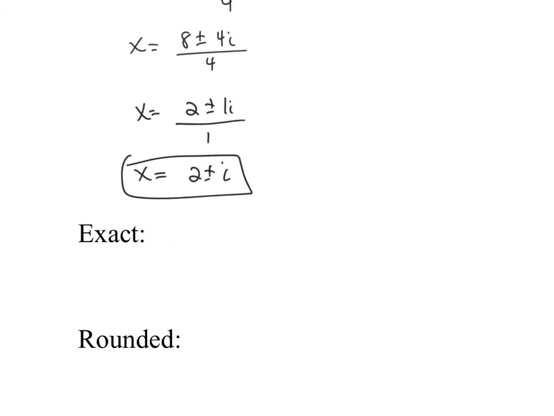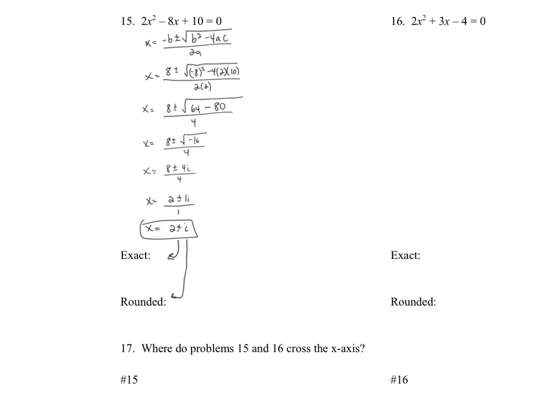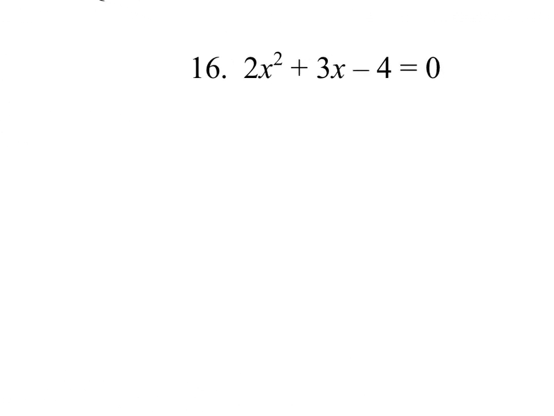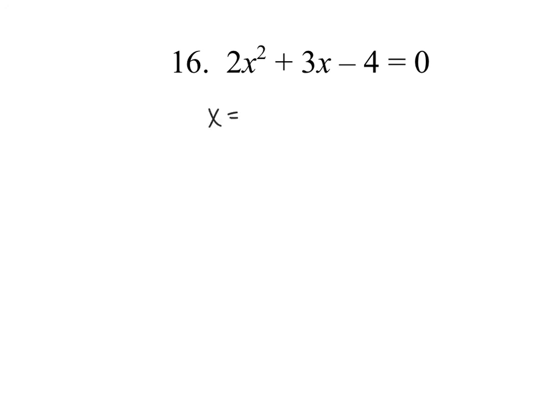So that would be the exact answers for this one. And then there's really no square root, and so that's also the rounded answer. It seems a little weird, but you know how there's normally an XY graphing plane? There's also one that deals with imaginary numbers, but we're just not going to get into that. So the exact and the rounded here are the same because there's no square root.